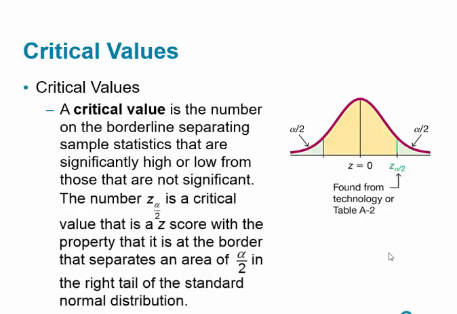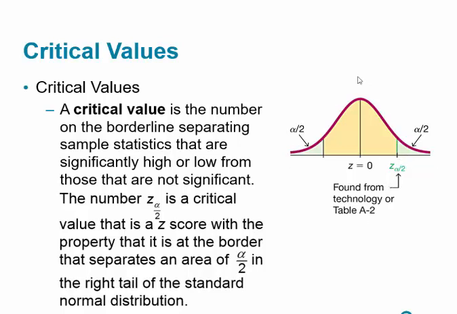Now, next thing is critical value. A critical value is a number on the borderline separating sample statistics that are significantly high or low from those that are not significant. The number z alpha divided by 2 is a critical value that is a z-score with the property that it is at the border that separates an area of alpha divided by 2 in the right tail of the standard normal distribution.